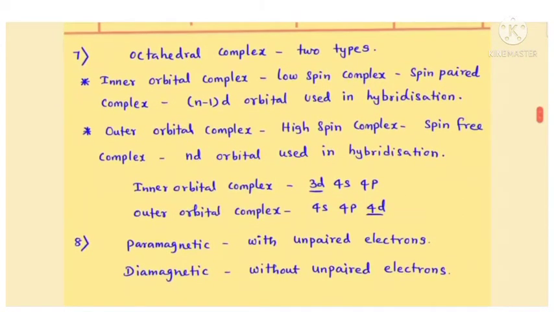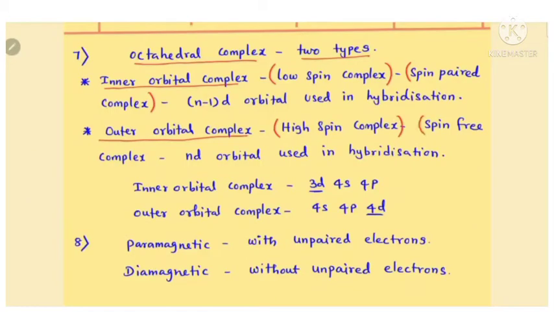in octahedral complexes, that is, complexes with coordination number 6, the geometry is octahedral in shape. There are two types of octahedral complexes. One is called inner orbital complex, another one is called outer orbital complex. The other names of inner orbital complex are low spin complex or spin paired complex. Similarly, outer orbital complex has other names, high spin complex, spin free complex.